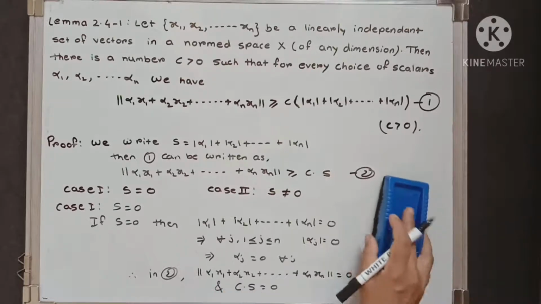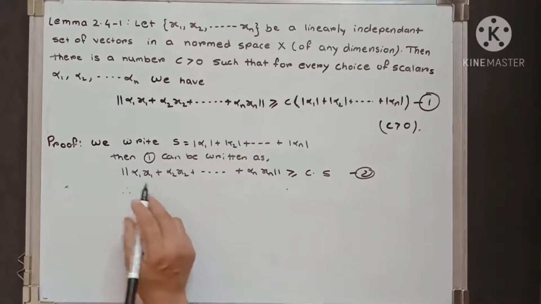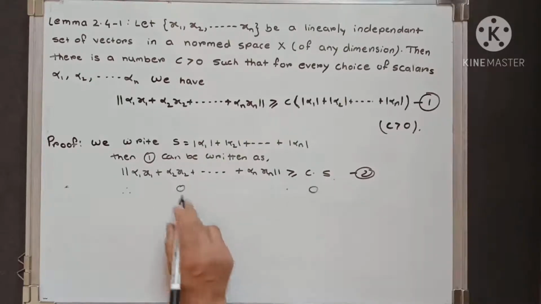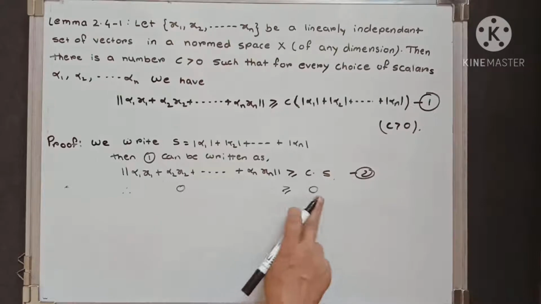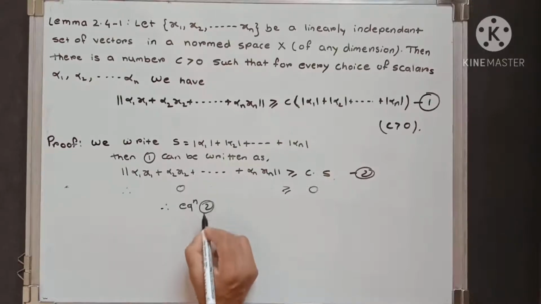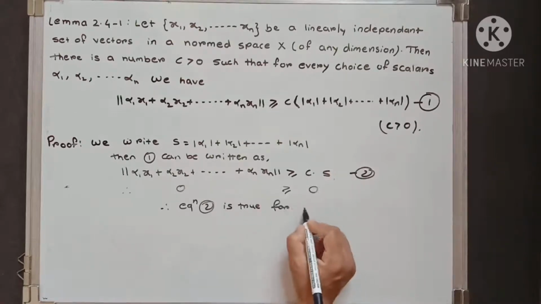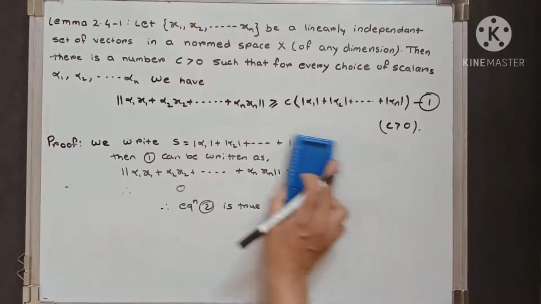Therefore here we get that this term is equal to 0 and that term is also equal to 0, and 0 is always greater than or equal to 0. Actually it is equal to 0, but we may write it as 0 greater than or equal to 0, and therefore equation 2 is true for s equals 0. Now we consider case 2.